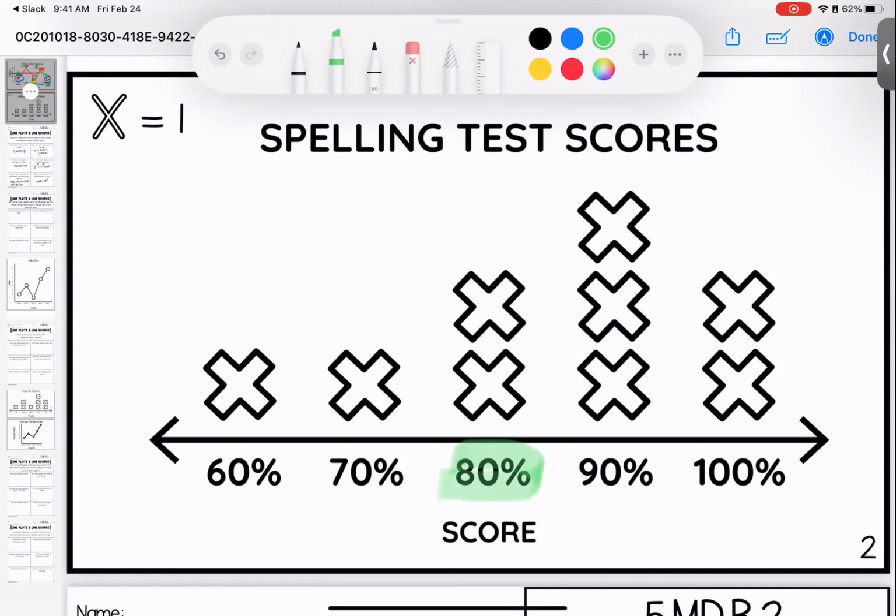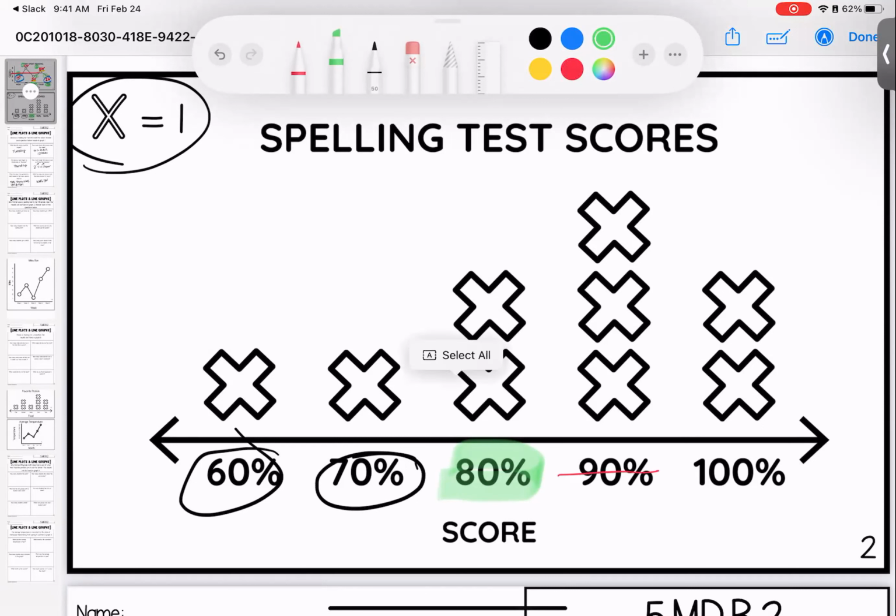So if this is the 80%, below would be anything that is 70 or 60. Each of these X's is equal to 1. So 2 students got below an 80% grade. How many students got a 90%? If we go over here, 90% has 1, 2, 3 students.